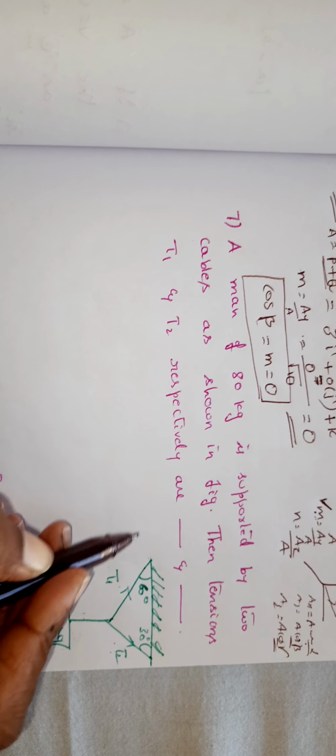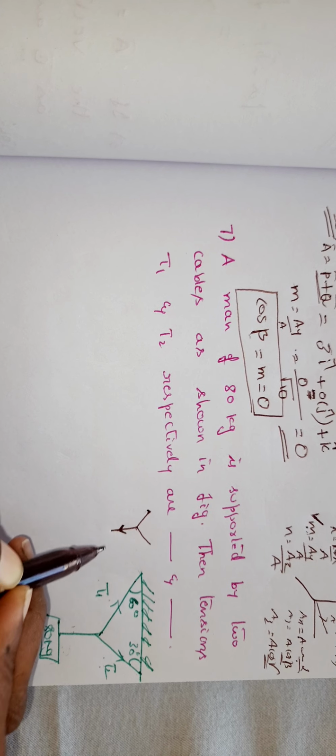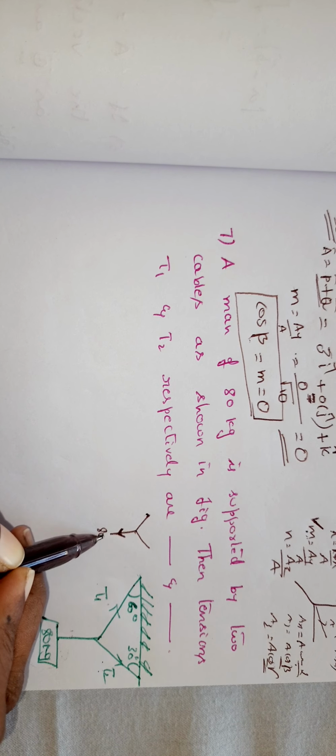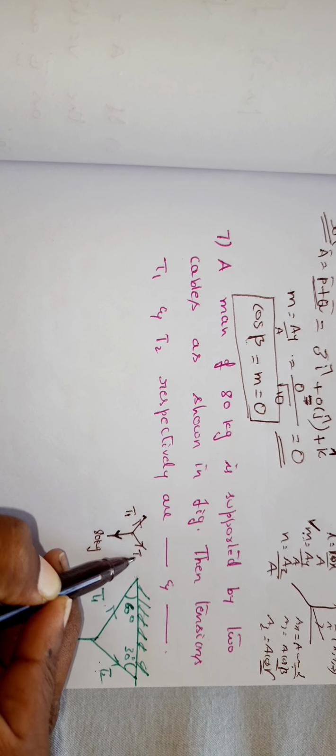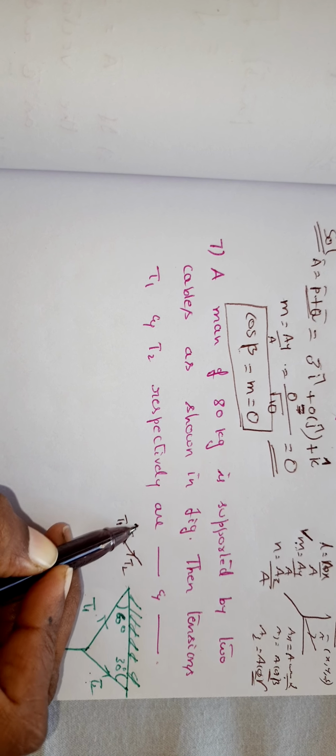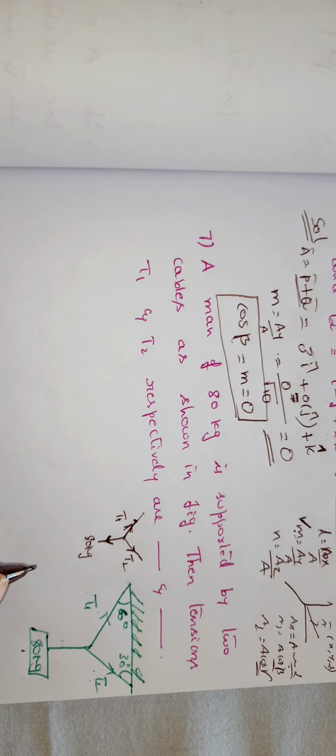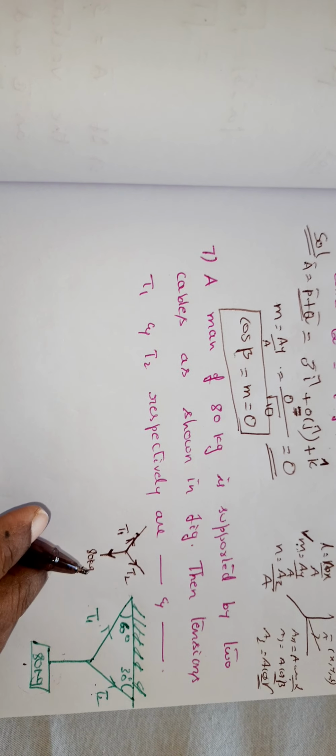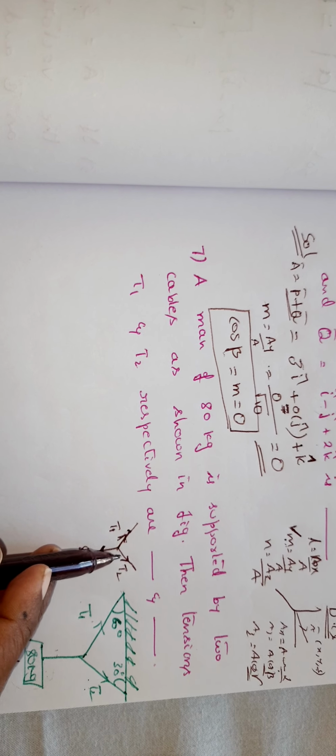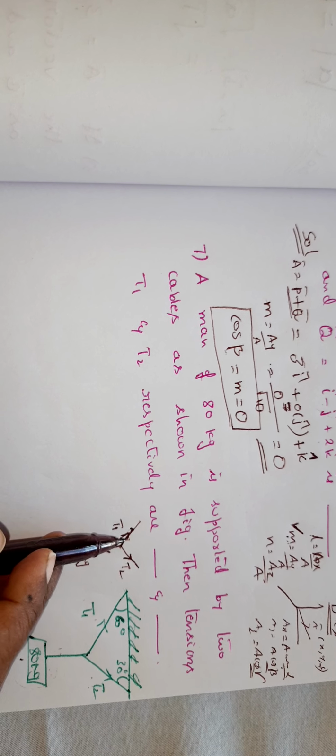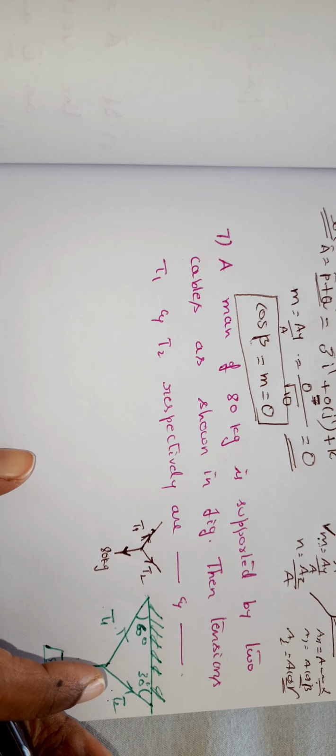Now this can be redrawn like this, right? So this is the weight acting here with 80 kg, right? This is T1 and this is T2. So can you identify what it is? It belongs to Lami's theorem concept. So what we want right now is, what is the angle between T1 and T2? What is the angle between T2 and the weight? What is the angle between T1 and the weight? That's all. If we know that, you can solve the problem.